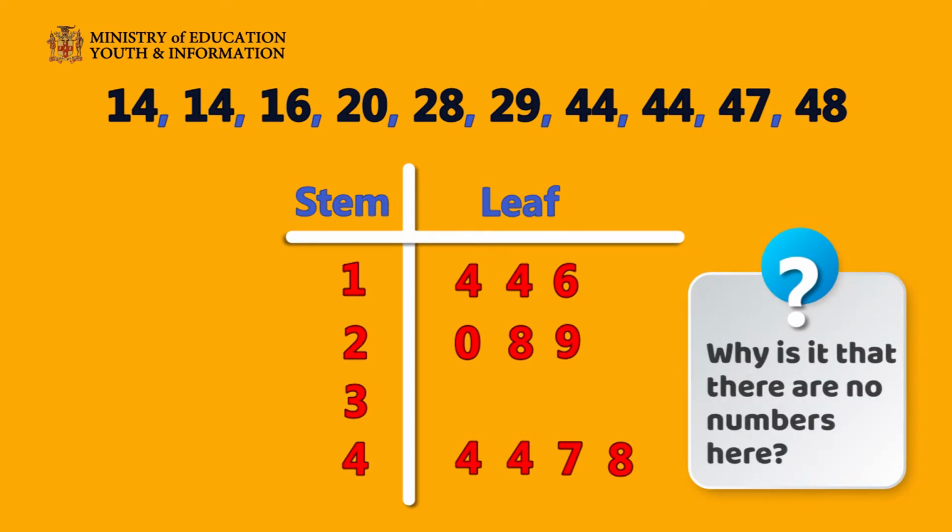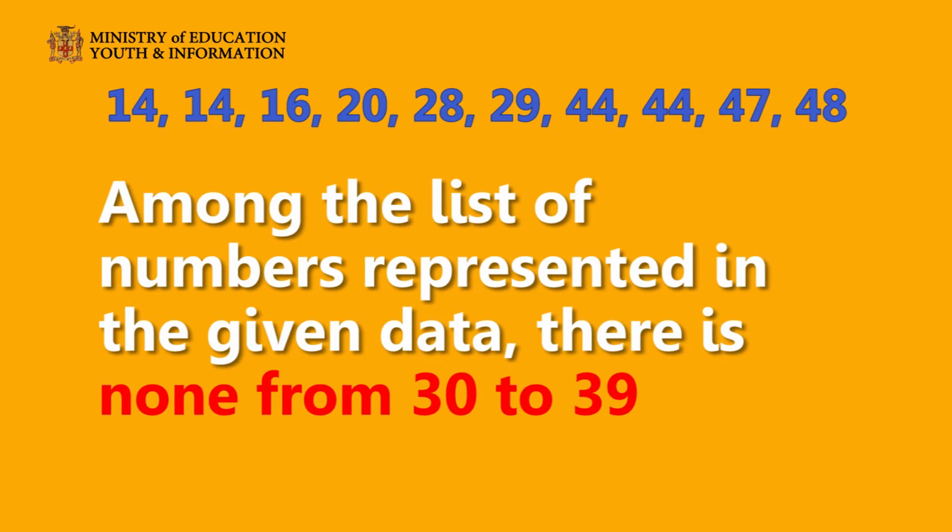Why is it that there are no numbers here? Do you know? If you said that this is because among the list of numbers represented in the given data, there is none from 30 to 39, then you are correct.